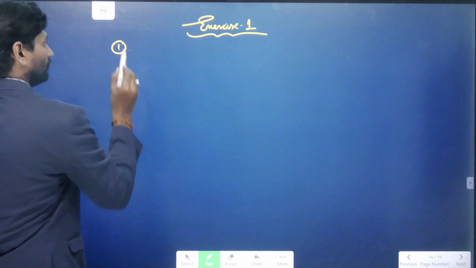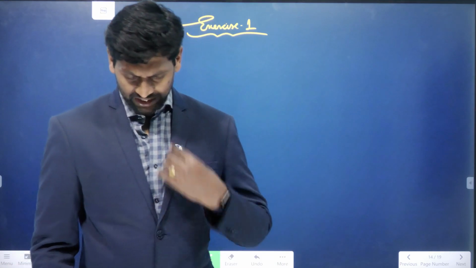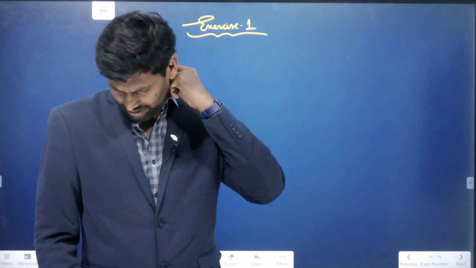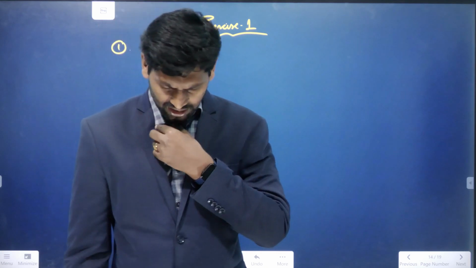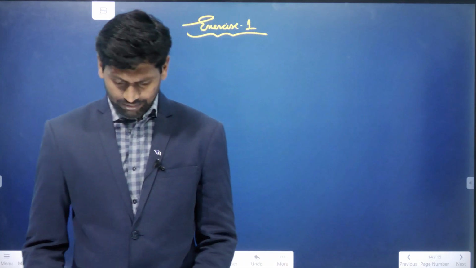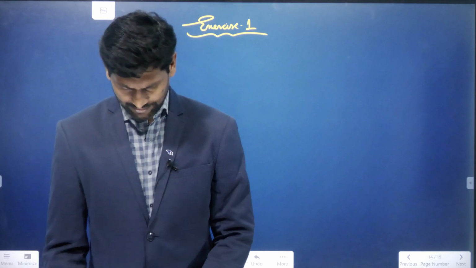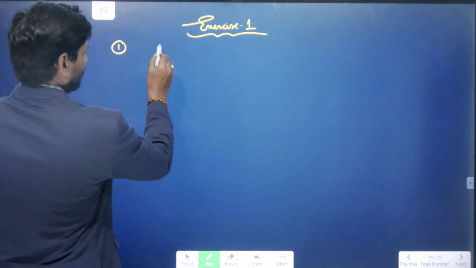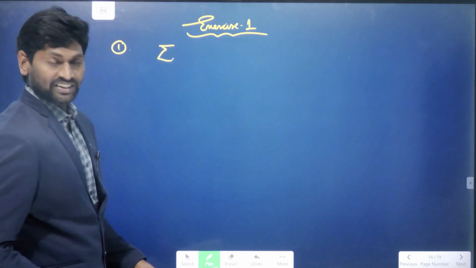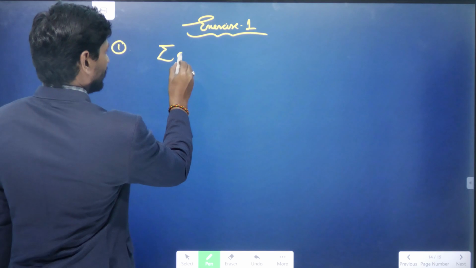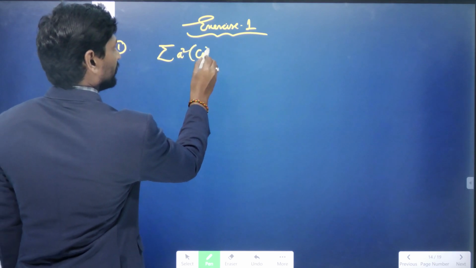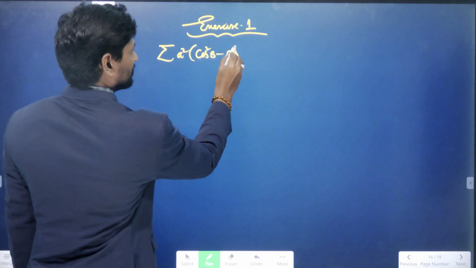The first problem. What is the first problem? In triangle ABC, find sigma A square into (cos square B minus cos square C). Okay, in a triangle ABC, we need to find that sigma A square into (cos square B minus cos square C).